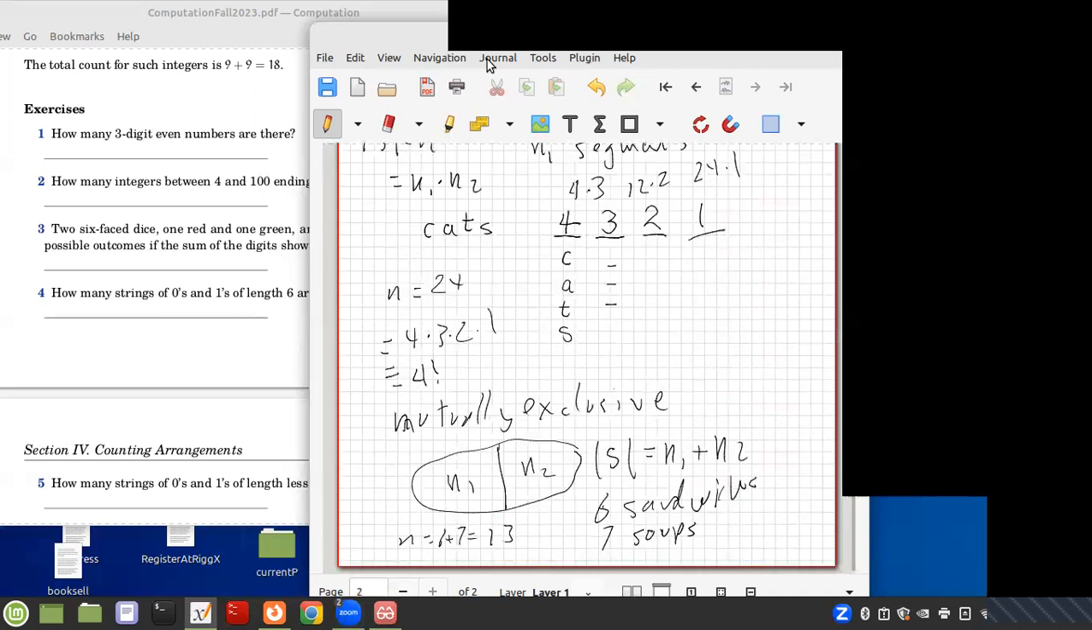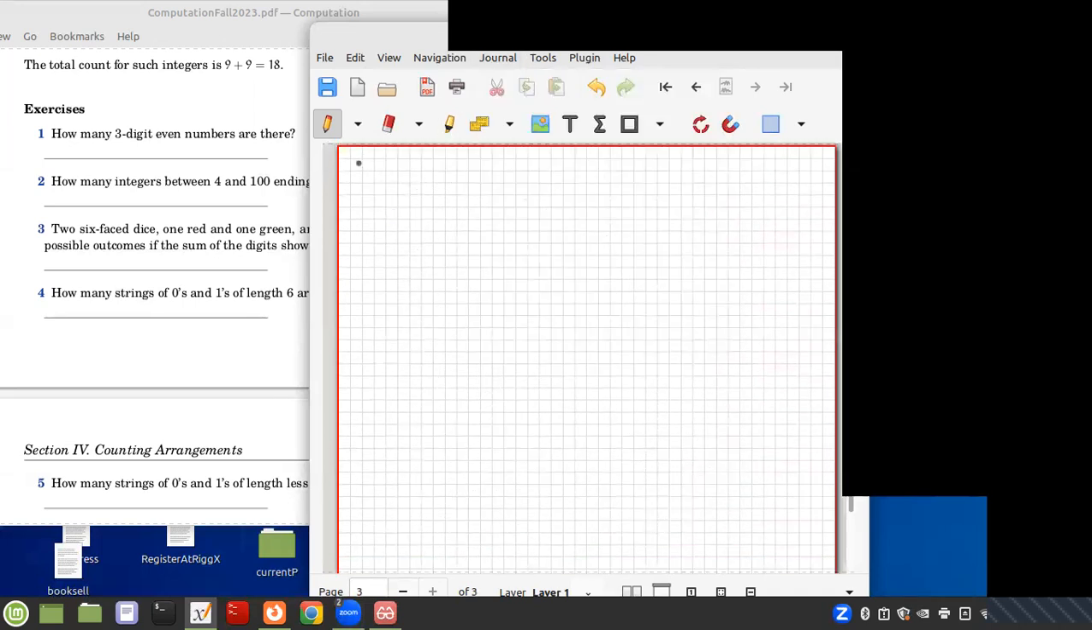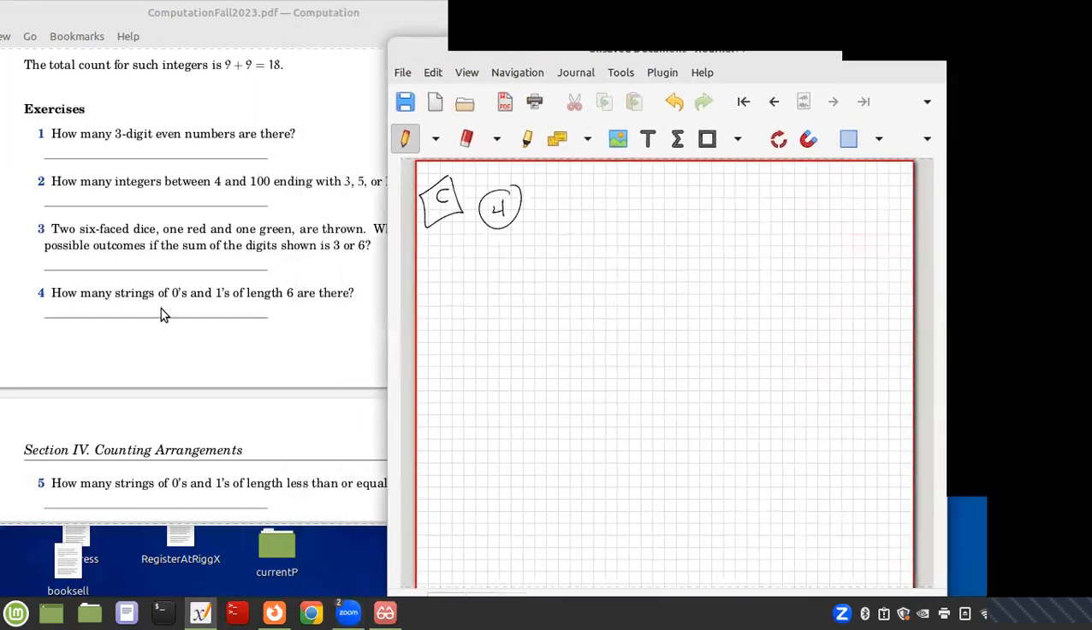Okay, so let's go and do page C down here. And we're going to do number 4. How many strings of zeros and ones of length 6 are there? Now, I want you to not give me the number, but an expression, like an arithmetic expression that represents how you get it. I'll show you in a second what I mean. So the question is, what expression do I put into a calculator to get the answer? Not the answer itself.